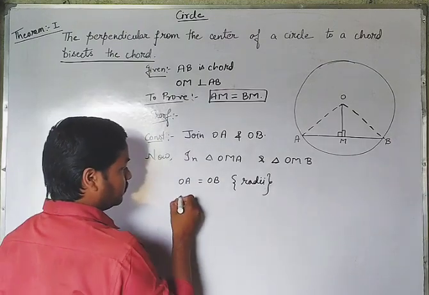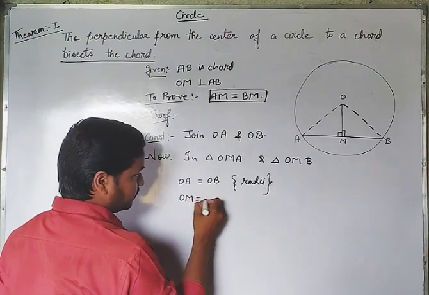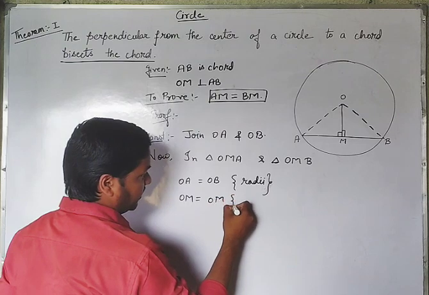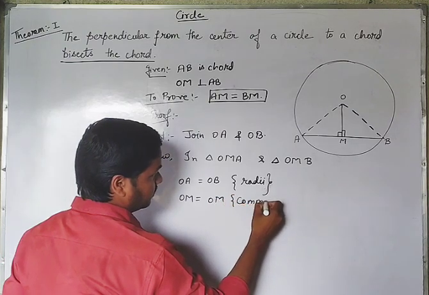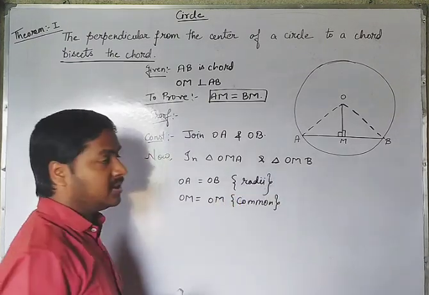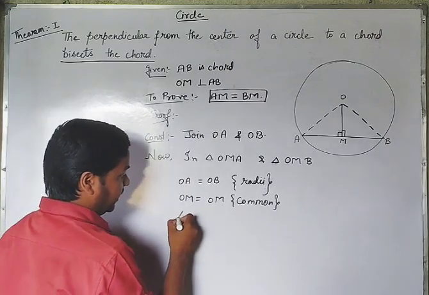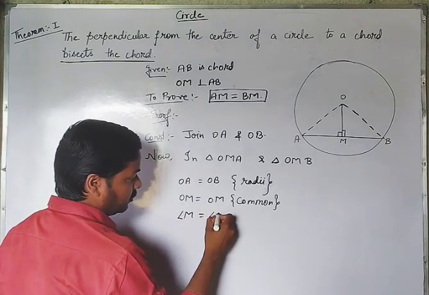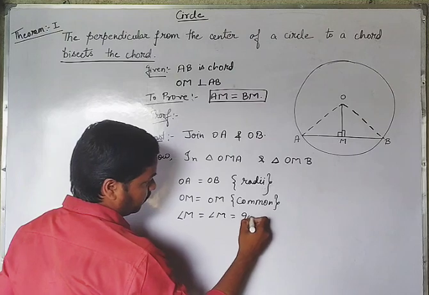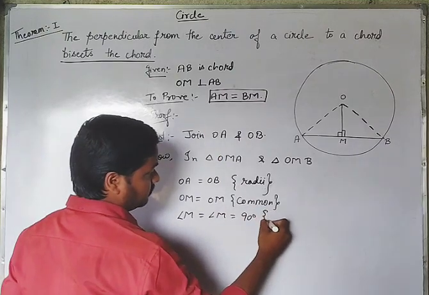Now OM is equal to OM, that is common to both triangles. And the last point we will write here: angle M is equal to angle M, which is equal to 90 degrees, that is given.